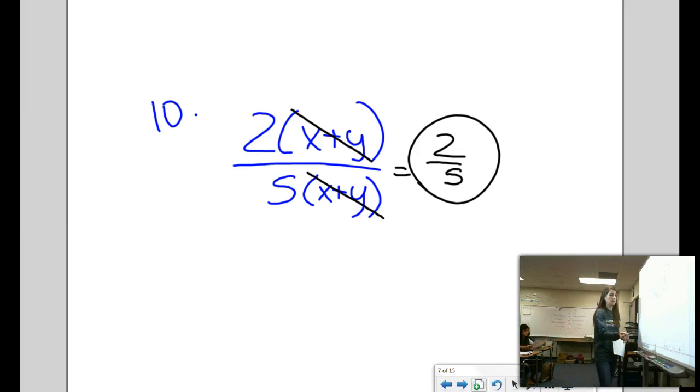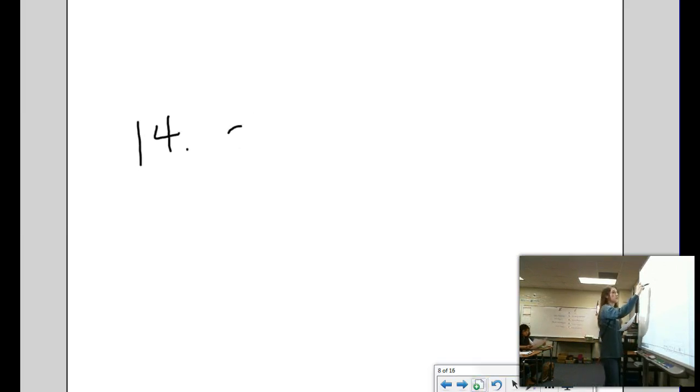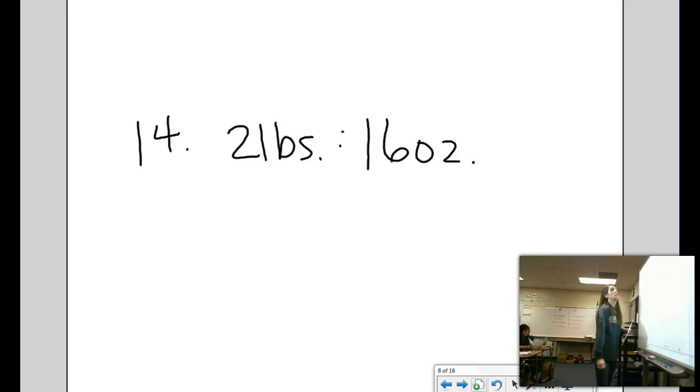All right, 14. 2 pounds to 16 ounces. So for this one, you do need to know how many ounces are in a pound because you cannot reduce this if they are not like terms. They're not like terms. Those units are not the same. So how many ounces are in a pound? It's actually 16. So instead of putting 16 ounces, I'm going to put 1 pound. And now the reduction, it just reduces to 2 to 1, so 2.